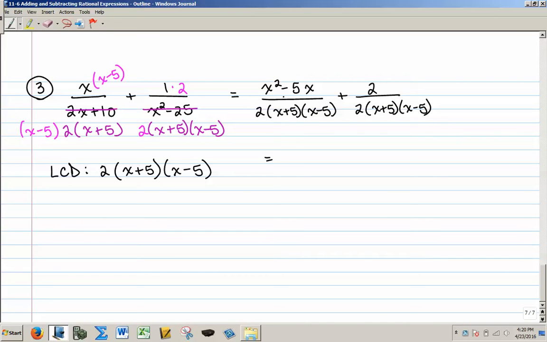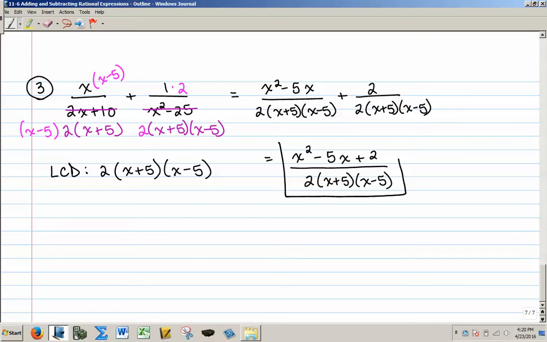Now, to finish this out, we'll just combine like terms across the top. And actually, there aren't any, so we'll just add those. And put that over my denominator 2 times x plus 5, x minus 5. And my numerator is not factorable, so that's my final answer.